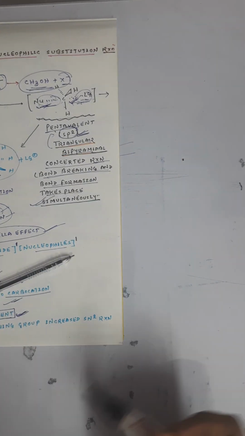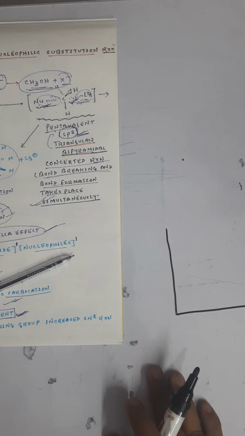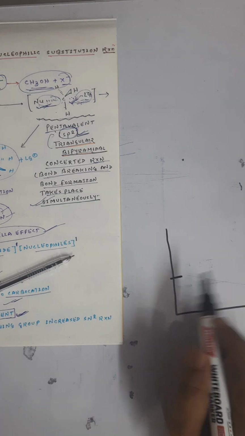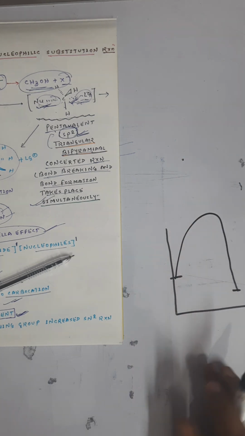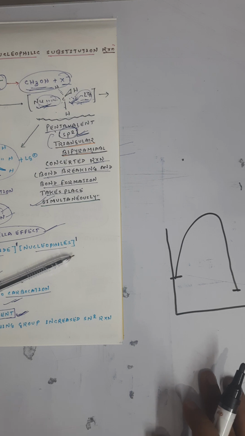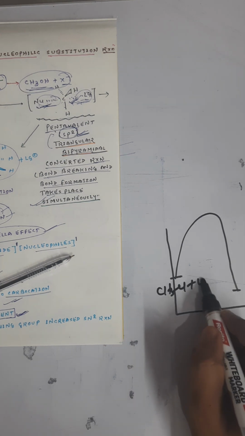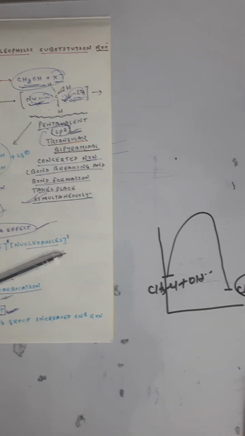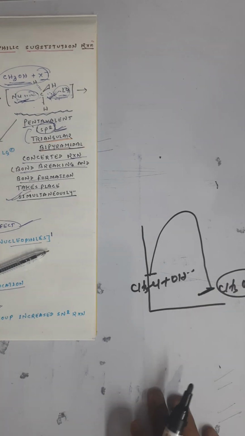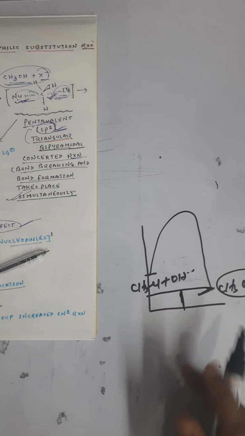In any exothermic reaction, as we go with the progress of the reaction, what happens? Suppose this is the amount of reactant energy, and an exothermic reaction means the graph will come down here. So here is CH3Cl plus OH negative, and here CH3OH will form. It means the product is going to be formed here. See, here the product will form. So this is the amount of product energy.